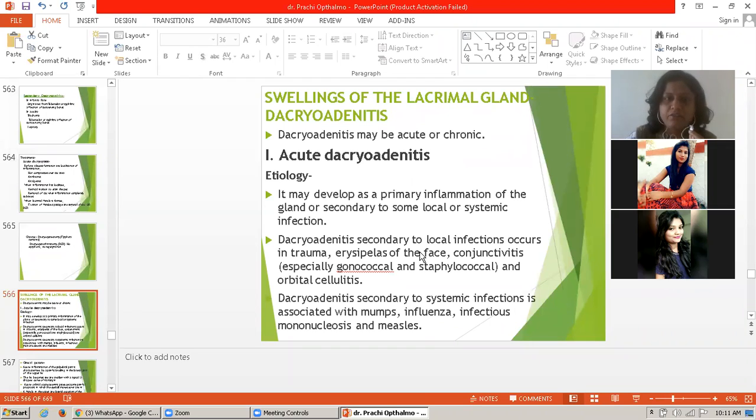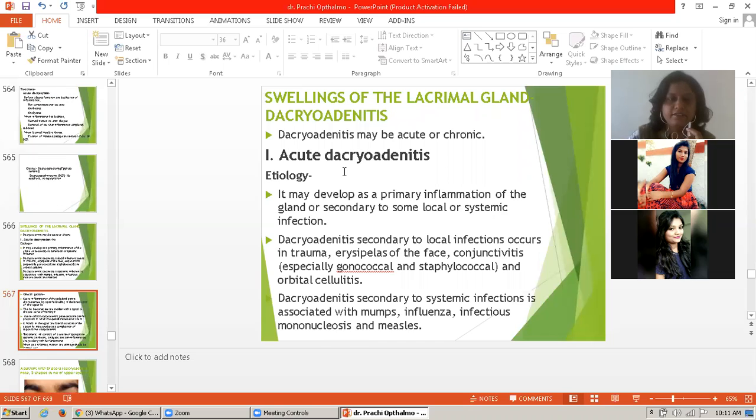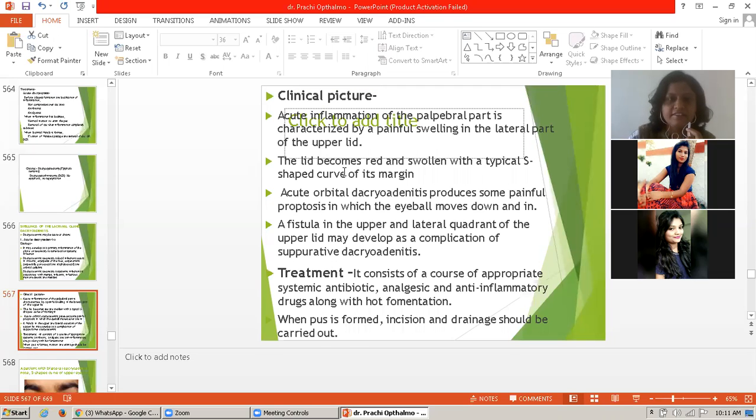After that, we learned yesterday about the swelling of the lacrimal gland, that is dacryoadenitis. In that there are two types. First one is acute dacryoadenitis. That is the swelling of the lacrimal gland. Its etiology, clinical symptoms, signs.